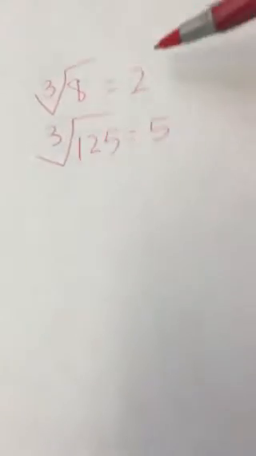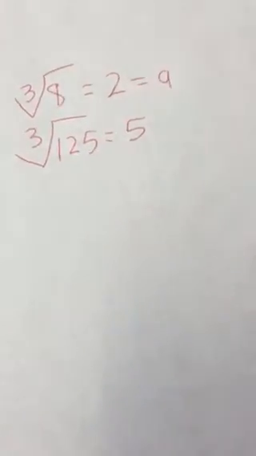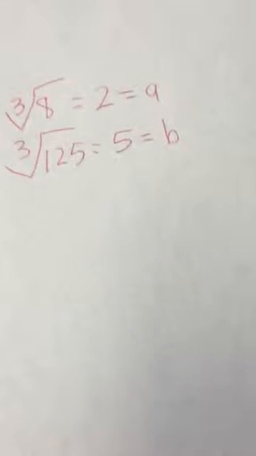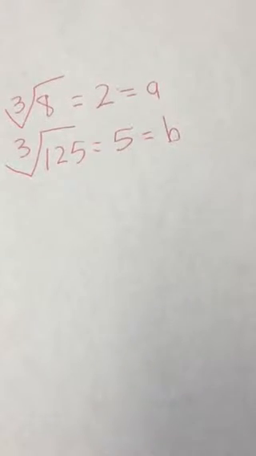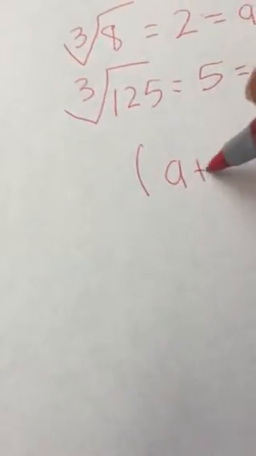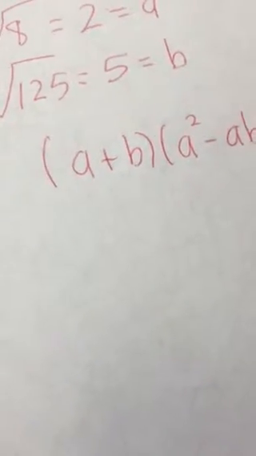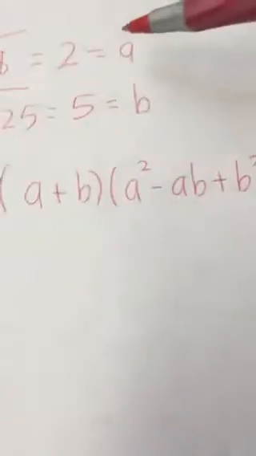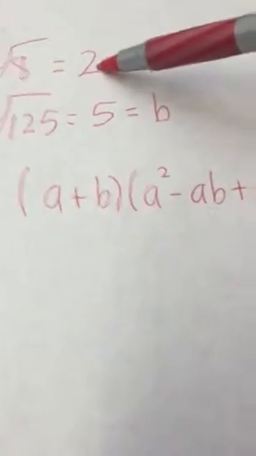What this 2 is representing is our A, and our 5 is representing our B. In that case, if you're looking at your notes and trying to figure out what A and B are, I'll remind you, it says that you have A plus B times A squared minus AB plus B squared. So here, A equals 2. So I can substitute 2 for A. Or in other words, I'll have 2 there.